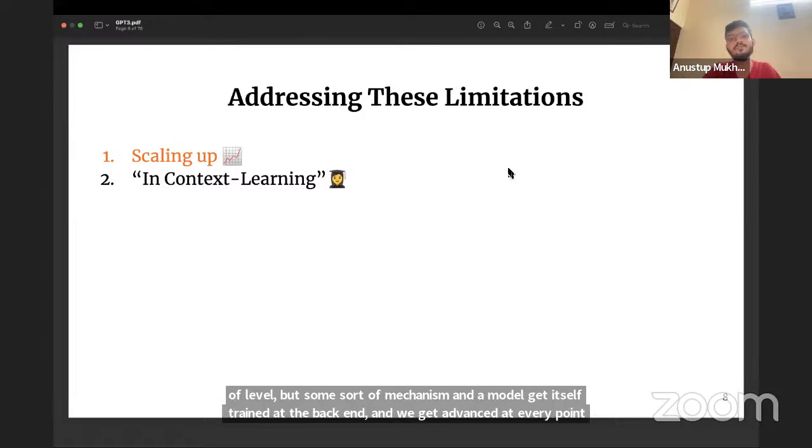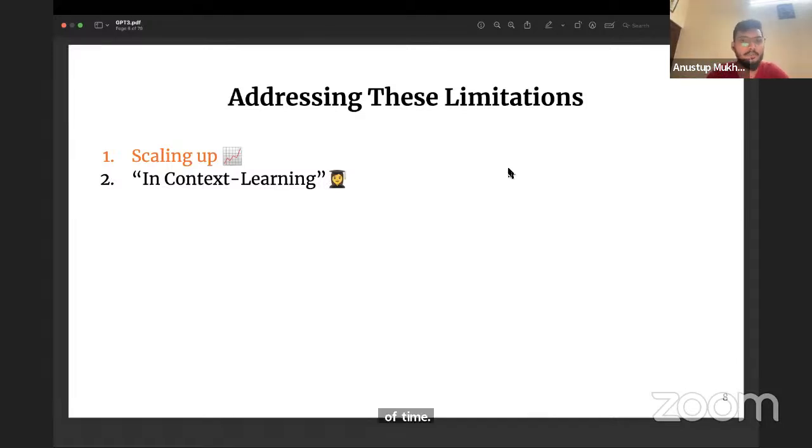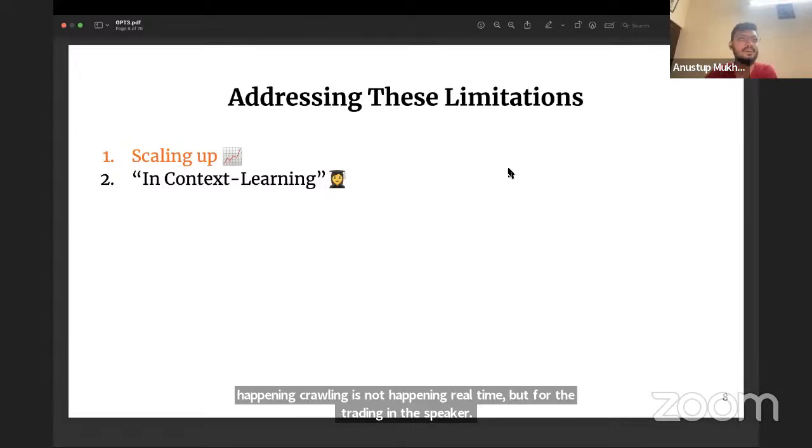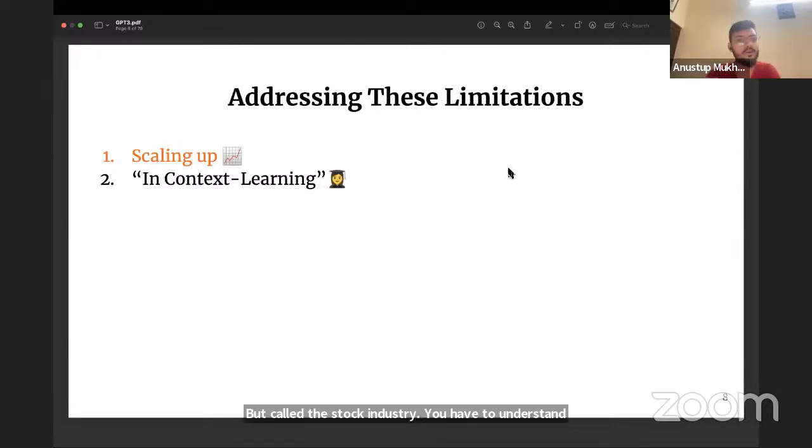But it doesn't learn from new data. The crawling is not happening. Crawling is not happening in real time. But for the trading industry, for the stock industry, you have to understand every point of signals, how it is changing at every point. So we have not seen very large, massive scale applications in that particular fintech industry. People are still trying to explore, but the real-time game is still uncracked. This is the second limitation.